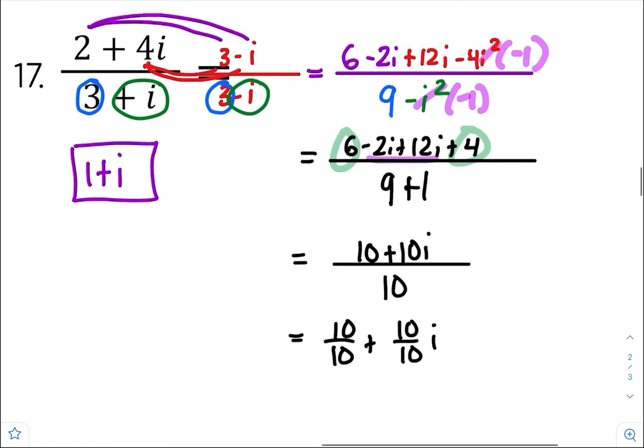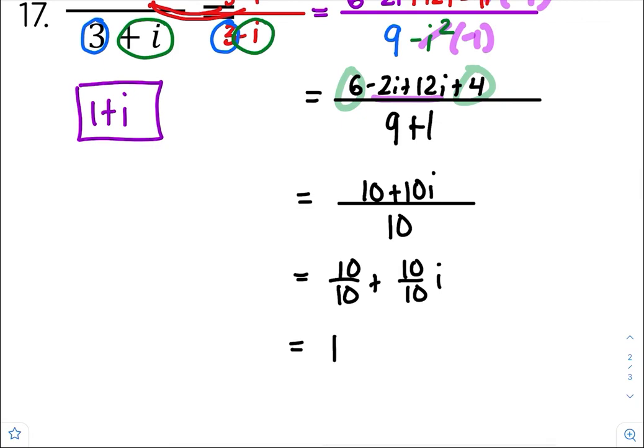And if you notice, 10 over 10 is just 1, and that 10 over 10 is just 1, which is just 1i, which is just i. If you want to keep it as 1i, that's fine, but 10 over 10 is 1i, and 1i is just equal to i.